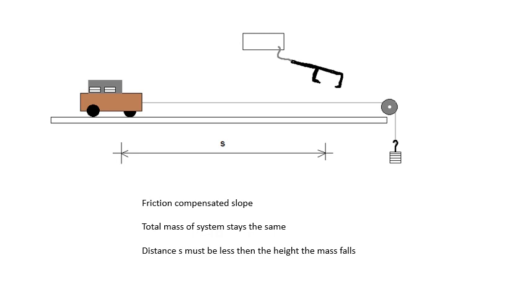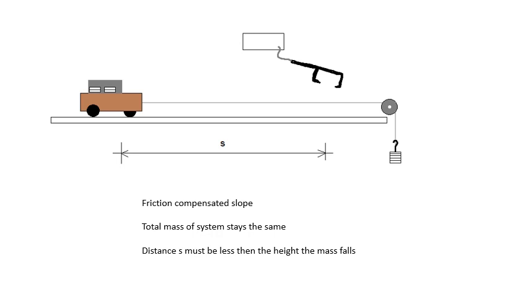You can do a friction compensated slope. So if you tilt the slope very, very slightly, a couple of degrees, that compensates for friction, or you could do it using an air track. The total mass of the system should stay the same. So what I do is I have masses on the trolley, and I take them off the trolley and put them on the thing at the end of the pulley. So the total mass of the system stays the same.